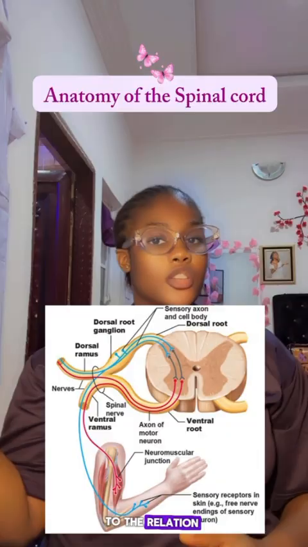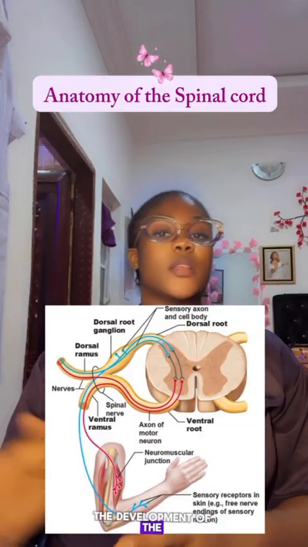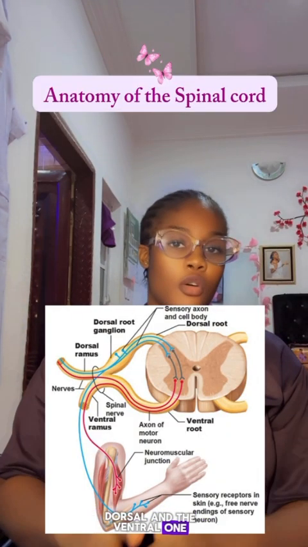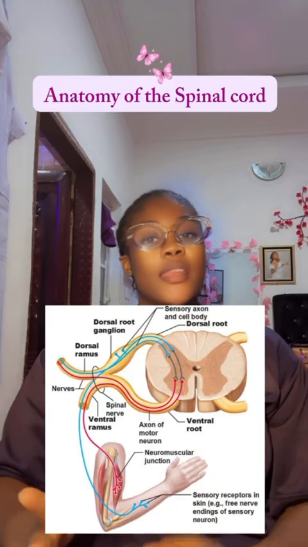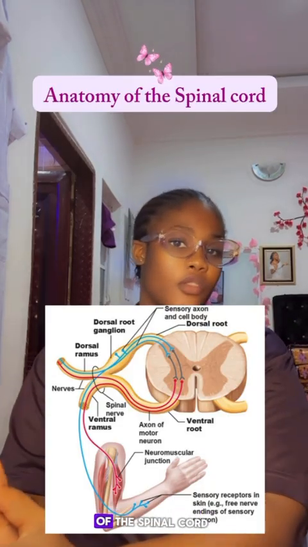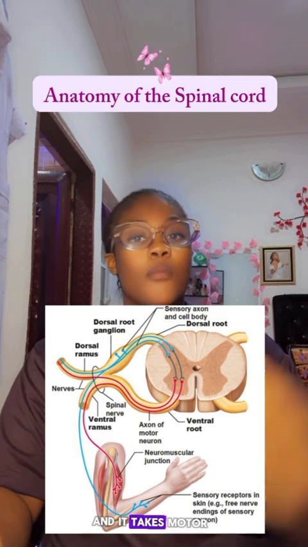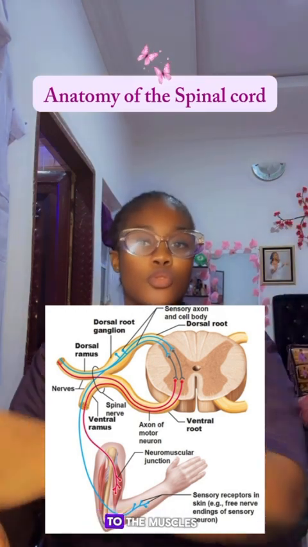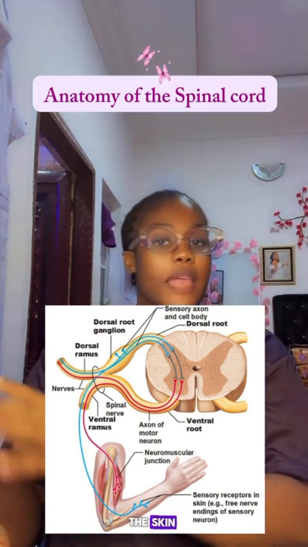If you go back, when we talked about the development of the spinal cord, we talked about the dorsal and the ventral horn. So that is otherwise known as the rami. Now the ventral rami is the anterior part of the spinal cord, and it takes motor impulses from the brain to the muscles, to the body, to the skin, etc.